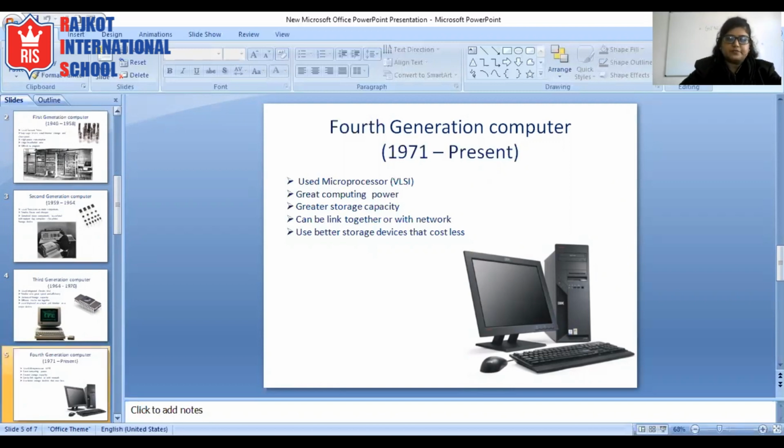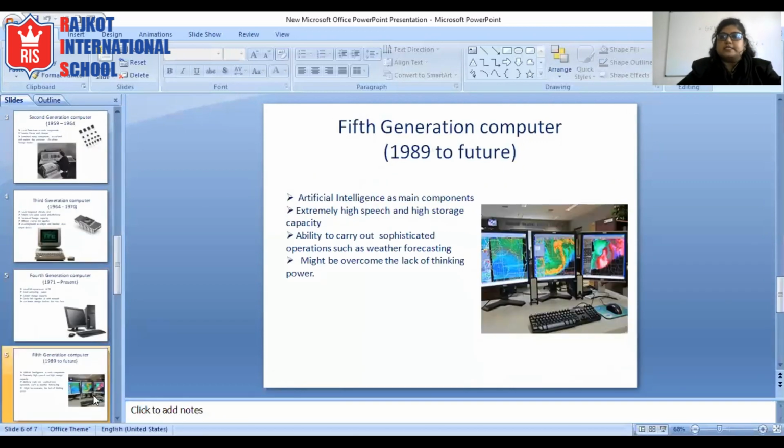Now the next one is fifth generation computer. This is the fifth generation computer, 1989 to future. Future means that the main component is artificial intelligence. What is artificial intelligence?